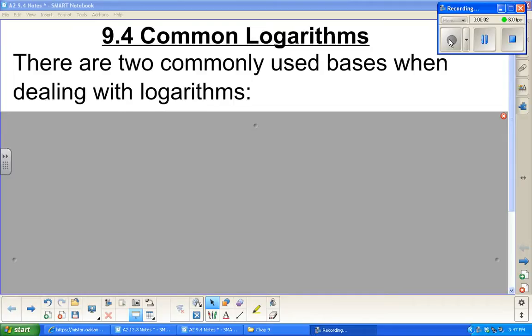Okay, this is Algebra 2, Section 9.4. It's called Common Logarithms. We're finally going to get into the calculators a little bit more and using logarithms to solve equations and help us do some things.